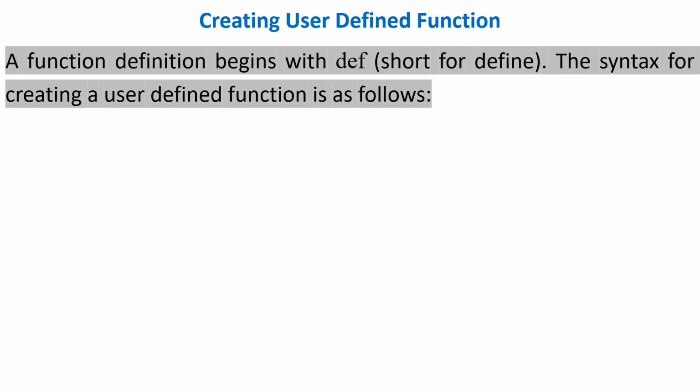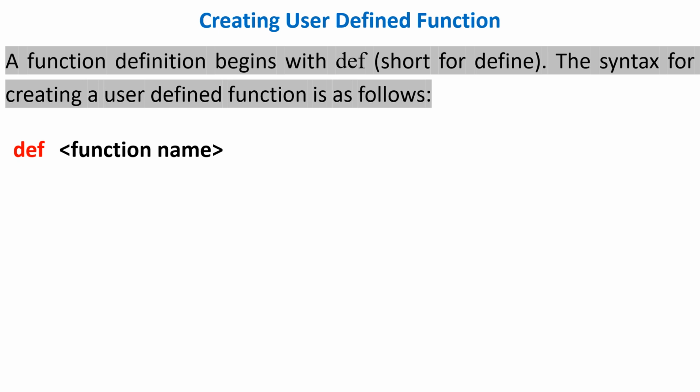First, you write the keyword def, and it should be written in lowercase. Then afterwards, one single space. Then the function name. Here I have written it in angle brackets, but angle brackets are not written. Just write the function name.